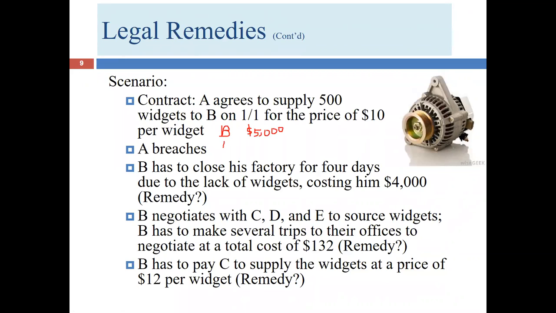And A is supposed to provide 500 widgets.